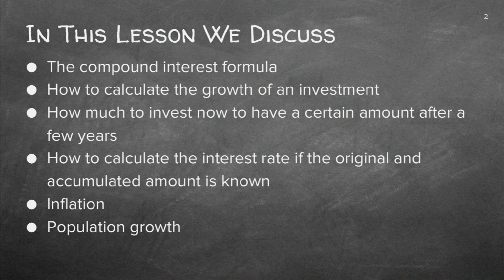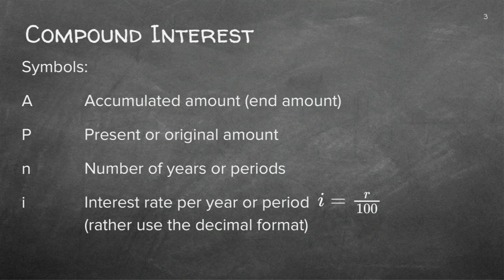Good. So this is what is going to happen in the lesson. I'm not going to go through all of it. You can read through it. You'll see as we go along, as we do examples. Just two things that we're going to cover is inflation and the population growth that we're going to use the same formula for. Good. So let's just see what is this compound interest.